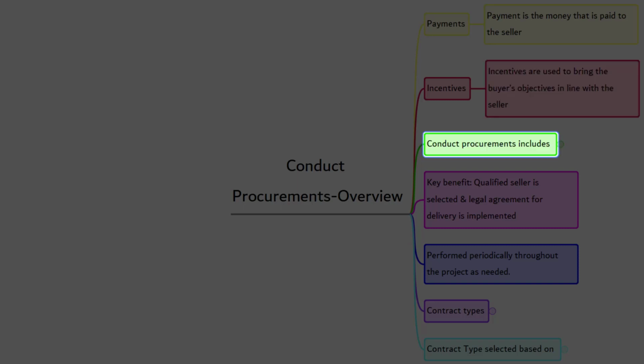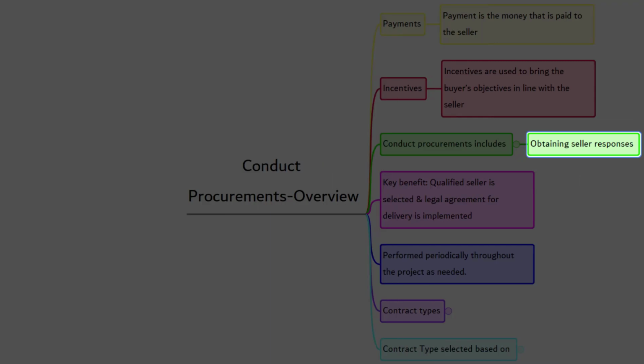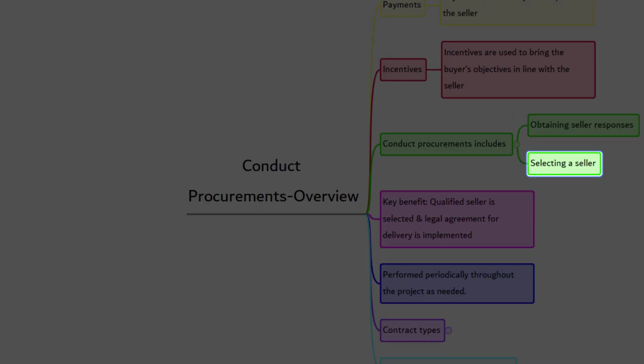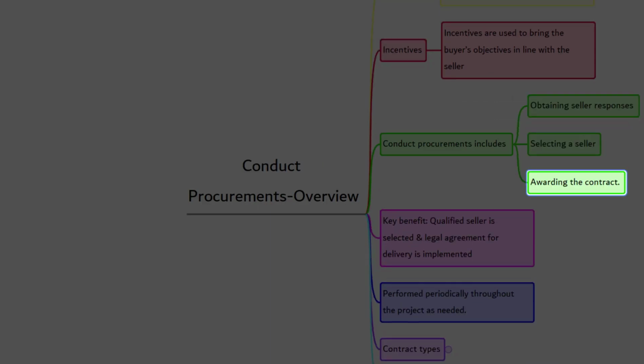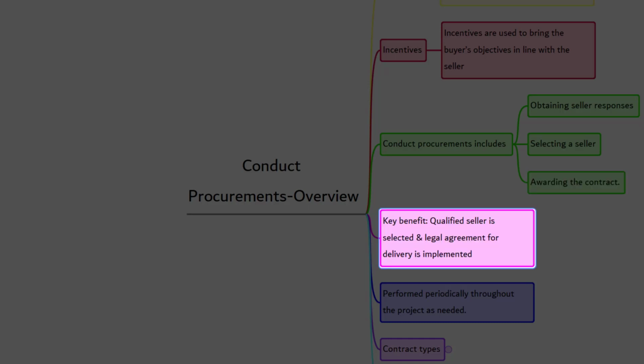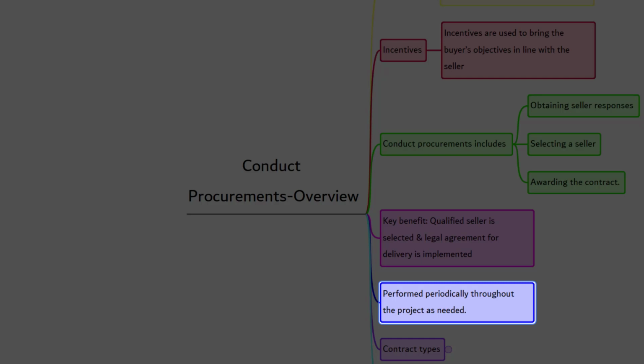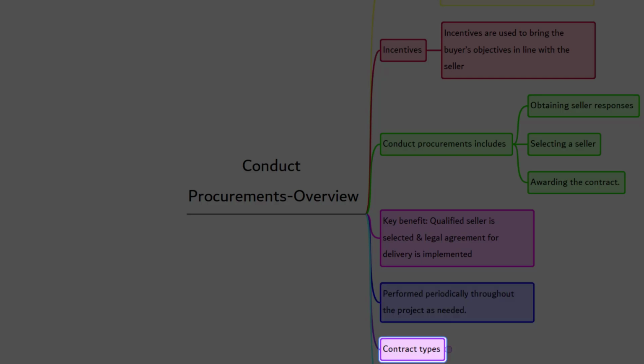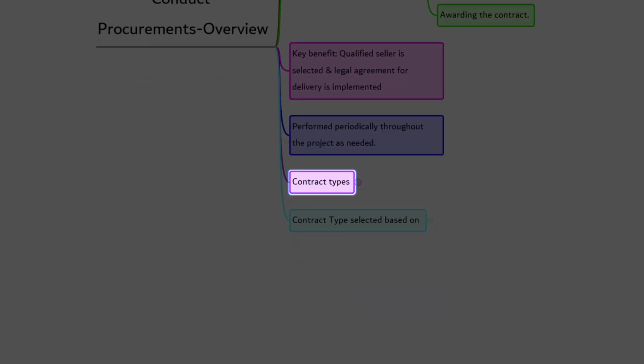The conduct procurement is the process of obtaining seller's responses, selecting a seller, and awarding a contract. The key benefit of this process is that it selects a qualified seller and implements the legal agreement for delivery. The end results of this process are established agreements including formal contract. This process is performed periodically throughout the project as needed. Let's discuss contract types.